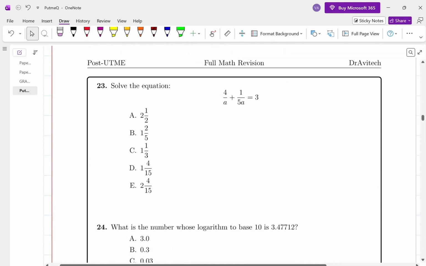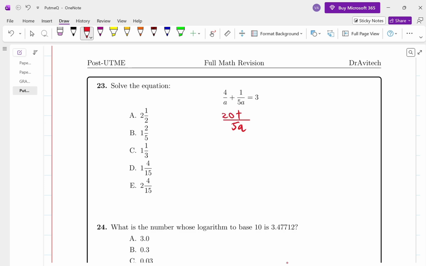Okay, next question. Question 23. It says we should solve this equation. Now there are different ways to solve this. Let me just take the LCM. So the LCM of this and this is going to be 5a. So 5a divided by a is 5. And 5 times 4 is 20.